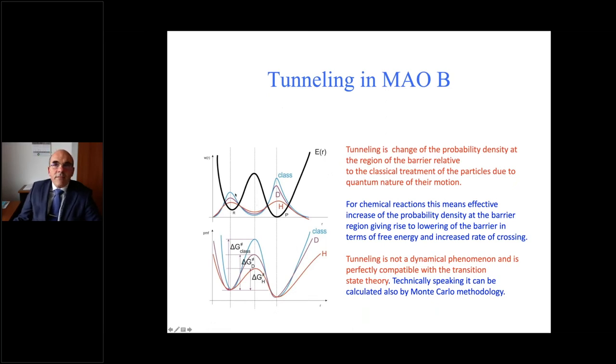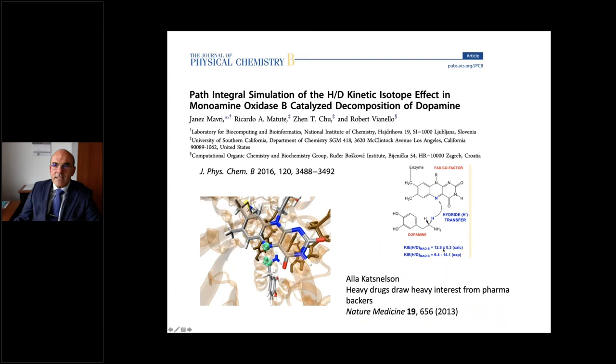So now let's try to understand that properly. Here are probability densities. The classical probability density is this blue one. H is more delocalized, and D is somewhere in between. And if you take minus kT ln of the probability density, we obtain different barriers for H and for D, and the difference is the measure of the kinetic isotope effect. At this point, it's worth mentioning that tunneling is not a dynamical phenomenon and is perfectly compatible with transition state theory. So it can also be calculated by Monte Carlo methodology. So the concept of time is not necessary. So we basically reproduce it. This was nice work with Ricardo and Zhang Chun.